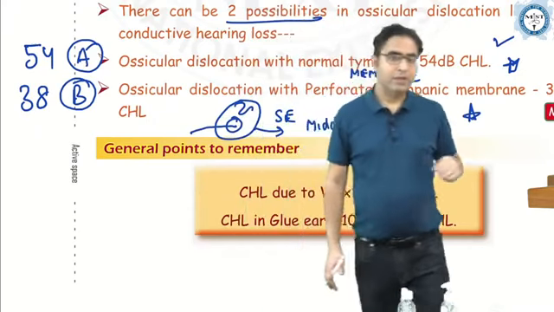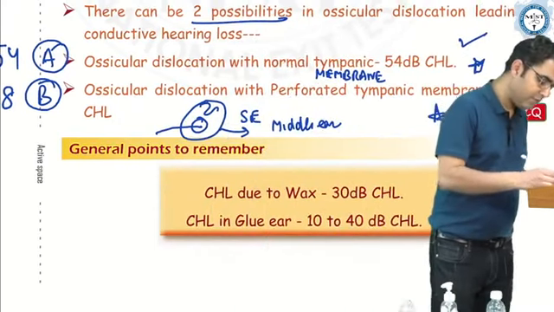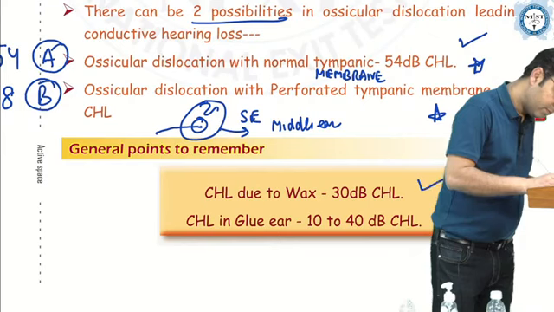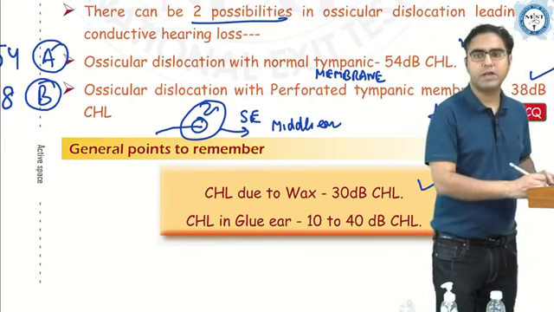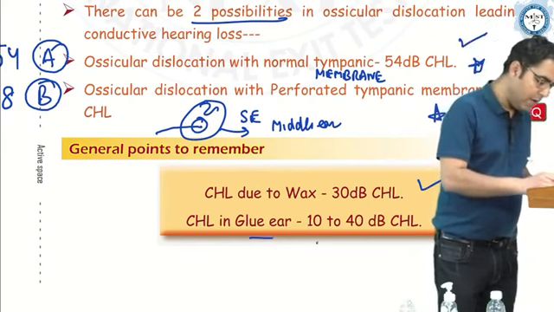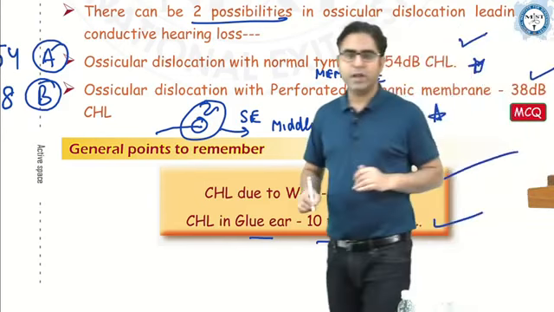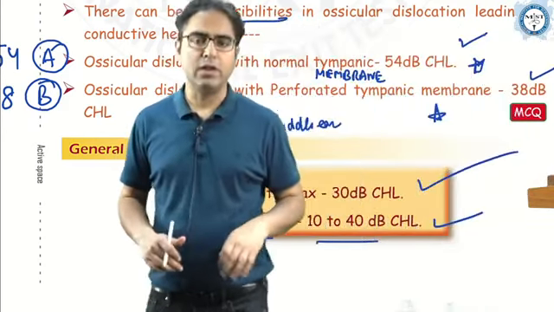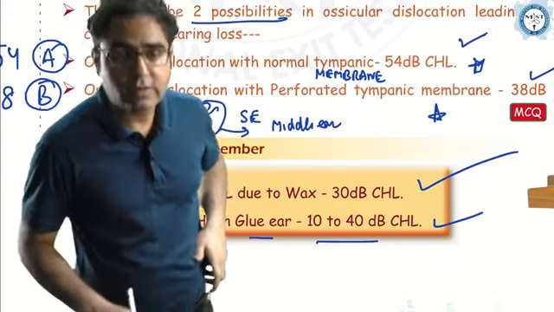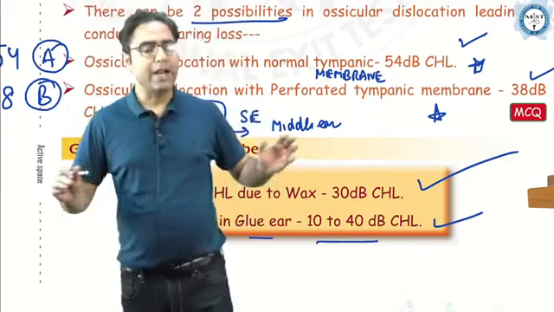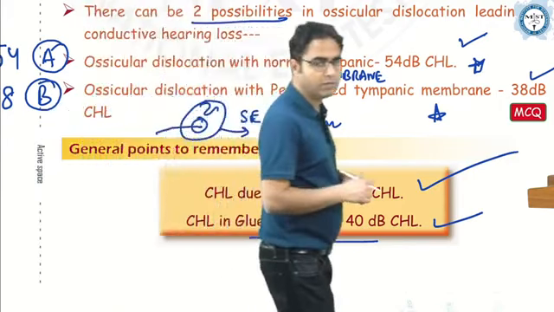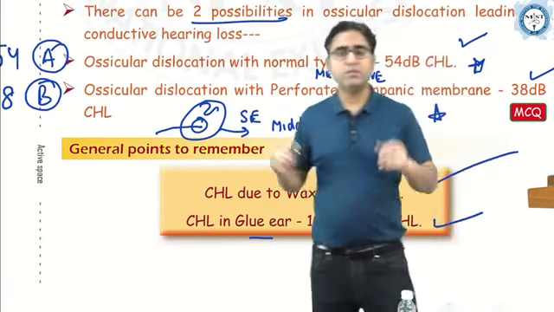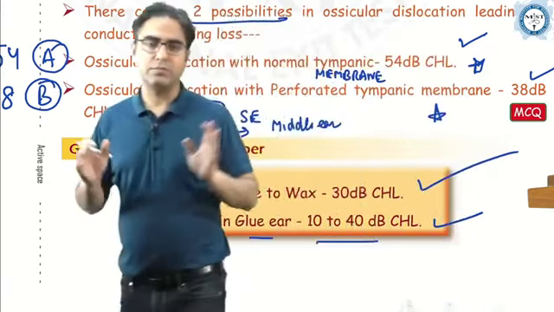Conductive hearing loss due to wax. Wax causes 30 decibel conductive hearing loss, beta. And glue ear, 10 to 40 decibel conductive hearing loss.